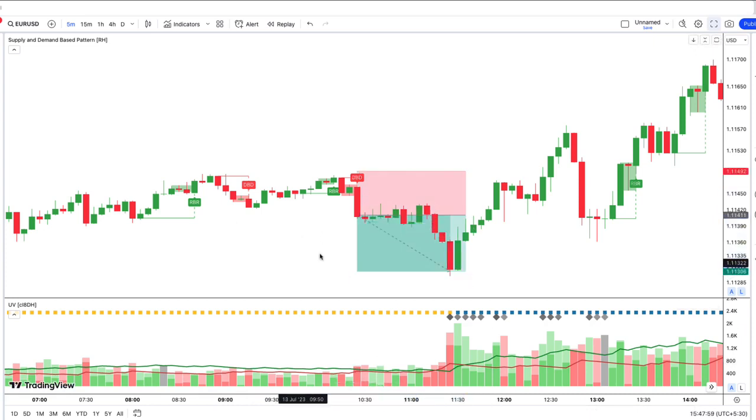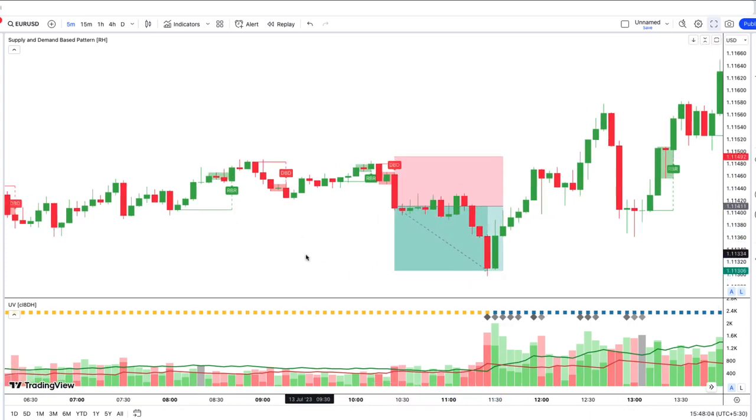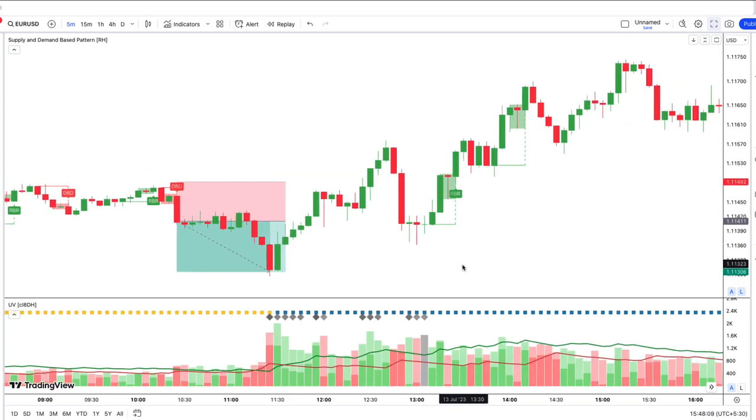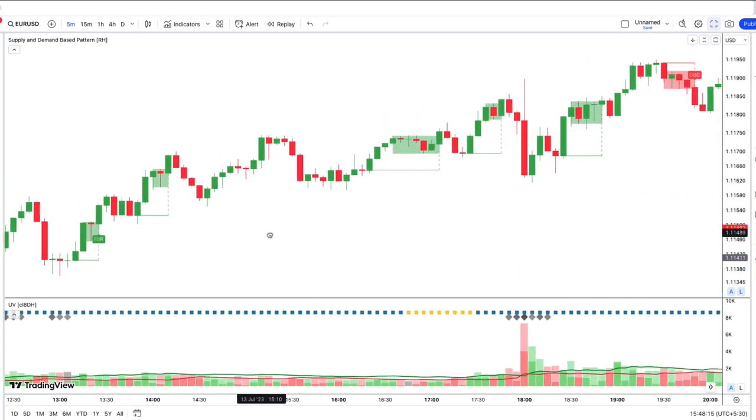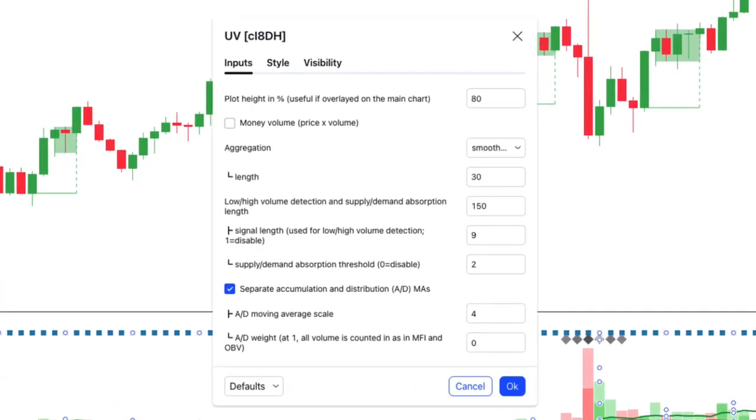This tool is an absolute game changer, providing you with the competitive edge that every trader aspires to in the fast-paced world of cryptocurrency. Let's delve into the settings. Set the plot height to 30%. This provides optimal visibility of the indicator plot relative to the main price chart without overwhelming the visual field.